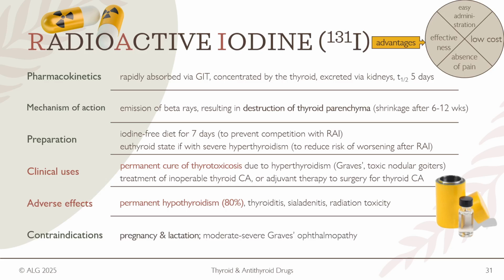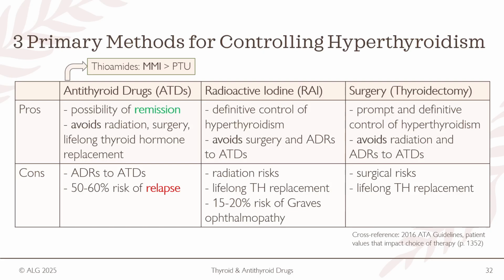RAI is not for all patients. It's absolutely contraindicated in pregnancy and lactation because it can cause irreversible damage to the baby's thyroid. After RAI, you also need to prevent radiation toxicity to the people around you by staying away from them for up to 1 week and away from pregnant women and children for up to 3 weeks. RAI is also not given in severe cases of Graves' ophthalmopathy because there is a 15 to 20% risk of aggravating the eye disease.